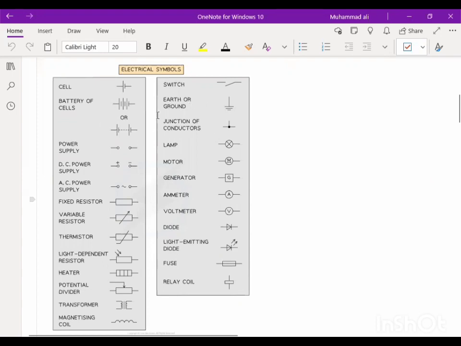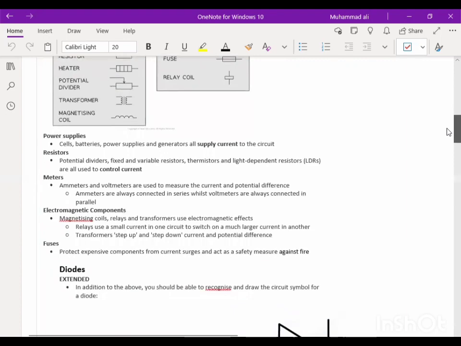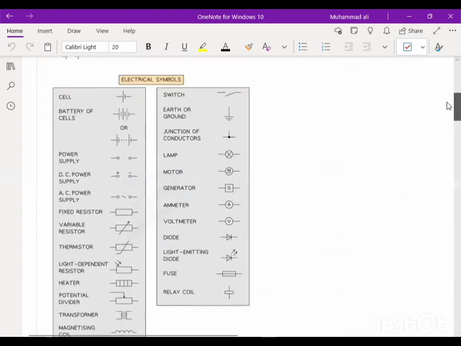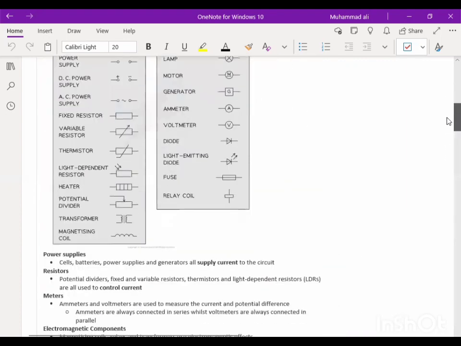switch, earthing, which I just talked about in the last class in electrostatic induction, and then junction of conductors where your two wires are meeting, for example. Then we have lamp, motor, generator, ammeter, voltmeter, diode, light emitting diode, fuse, relay coil. And then you need to know a little bit about all of these, so we'll be discussing all of them.